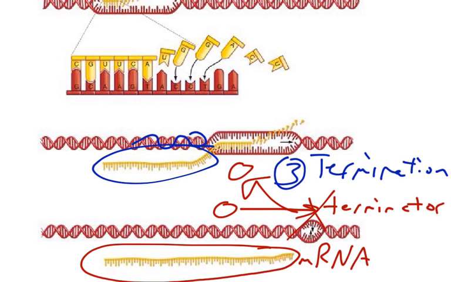That is our messenger RNA molecule. Now we go through the same type of functions to create our tRNA and rRNA, but this is specifically transcription for making our messenger RNA here.